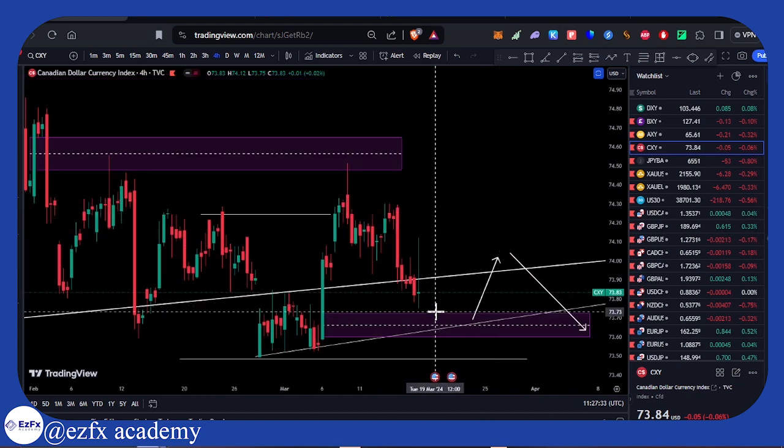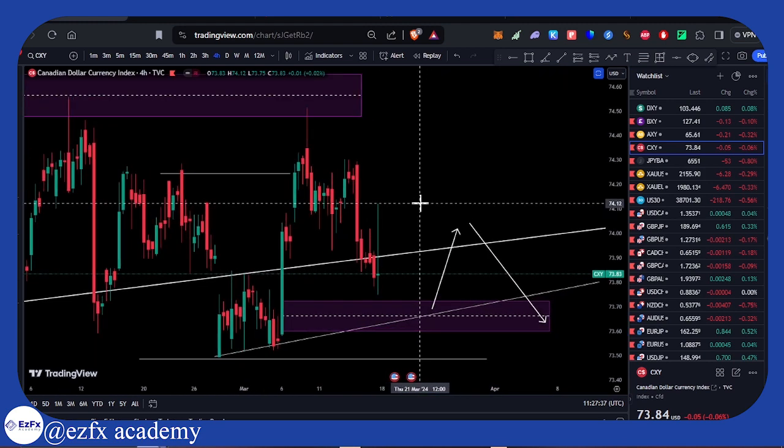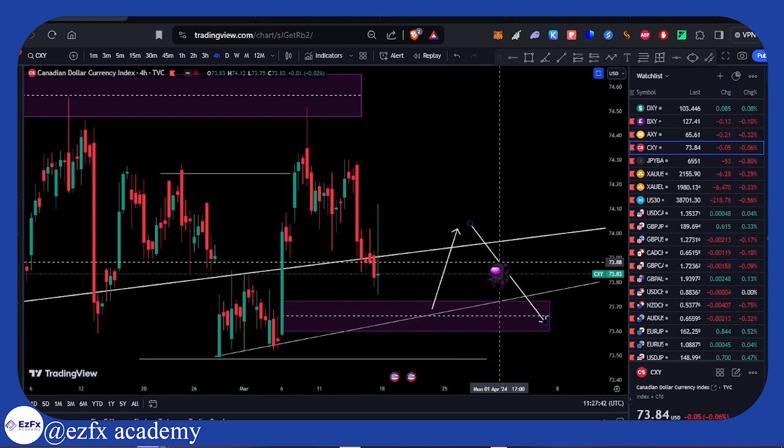I marked this out using my Fibonacci, so I just want you to have that at the back of your minds. Overall, my bias for CXY during the course of this week is bullish, but I'm not necessarily expecting that strength to last for too long.